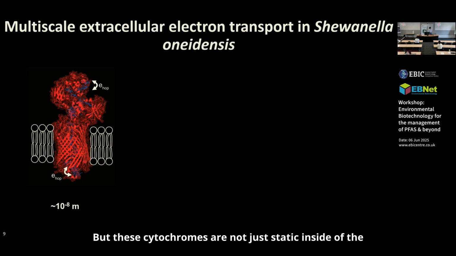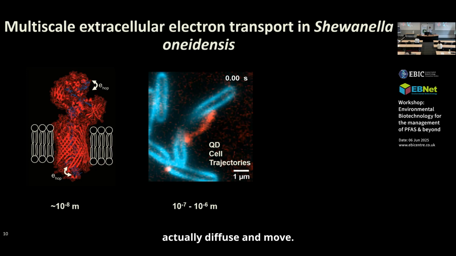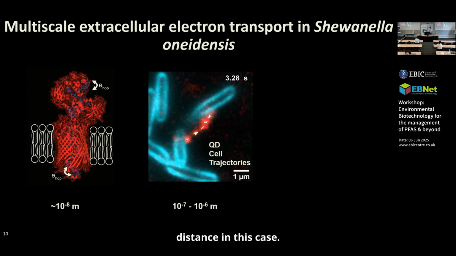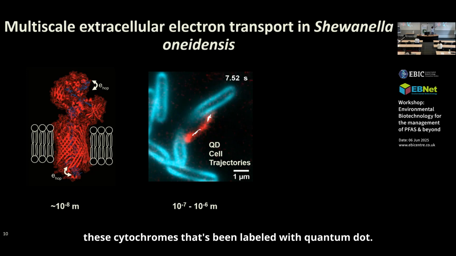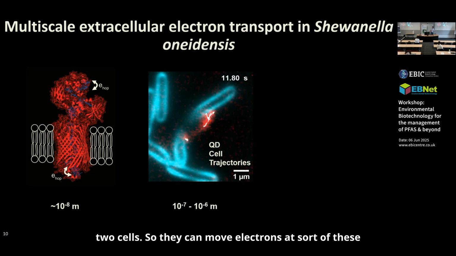But these cytochromes are not just static inside of the cells, they are moving around in the fluid membrane, so they can actually diffuse and move. And so this allows these organisms to actually move electrons at quite a longer distance in this case. And so each of these red traces that you're seeing here is actually one of these cytochromes that's been labeled with a quantum dot. You can see it actually migrating across a membrane tubule that connects these 2 cells. So they can move electrons at sort of these micron distances on the order of the size of the cell.